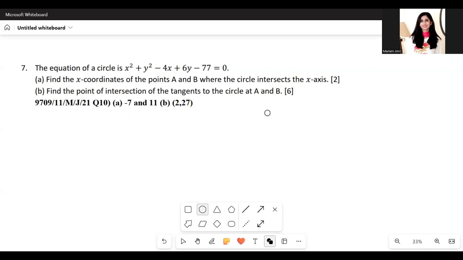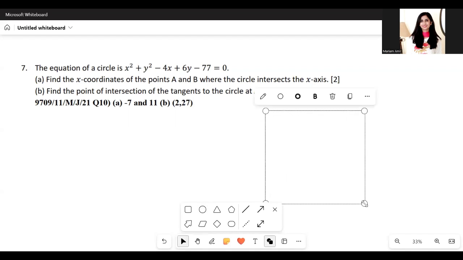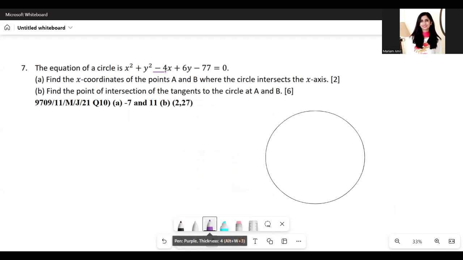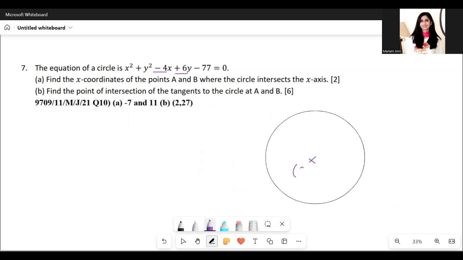The equation of a circle is this. You should be able to extract the radius and the center from this given equation. So we discussed that to find the center, you divide this with -2 and you divide this with -2. So -4 divided by -2 would be 2. And 6 divided by -2 would be -3.